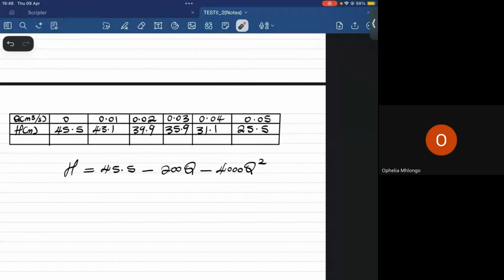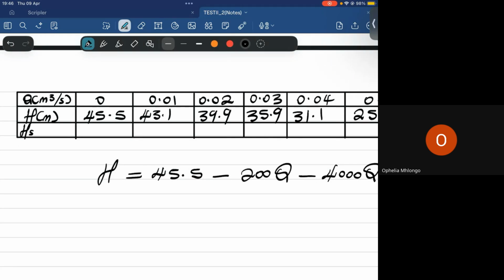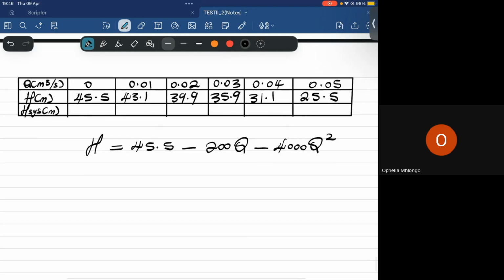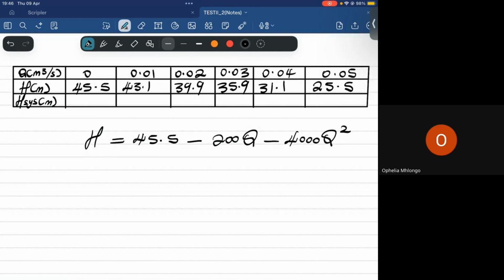Then from here, we must also generate the readings of the system curve. Firstly, in order to generate the readings of the system curve, sometimes they will give you the equation of the system curve. But this time around, we are not given the equation of the system curve; we are given the data to utilize in order to find the readings of this system curve.